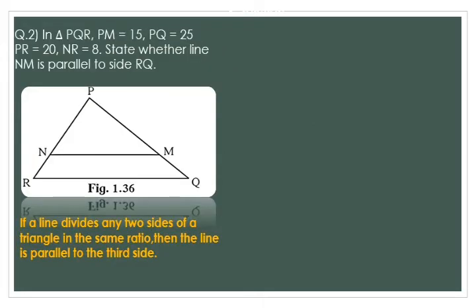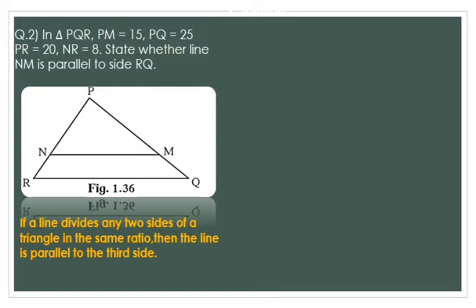The second question is: in triangle PQR, PM is 15, PQ is 25, PR is equal to 20 and NR is equal to 8. These are the values given. State whether line NM is parallel to side RQ. If we have to show that line NM is parallel to side RQ, then we have to show that PN upon NR is equal to PM upon MQ.